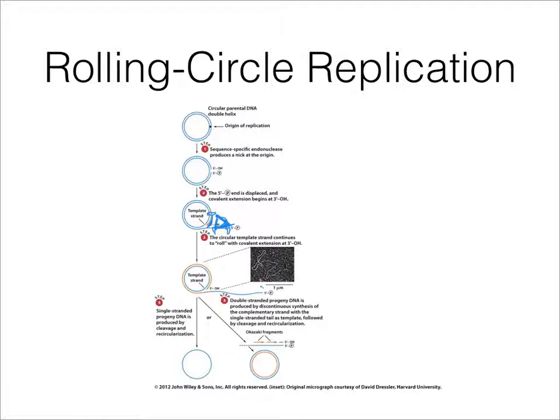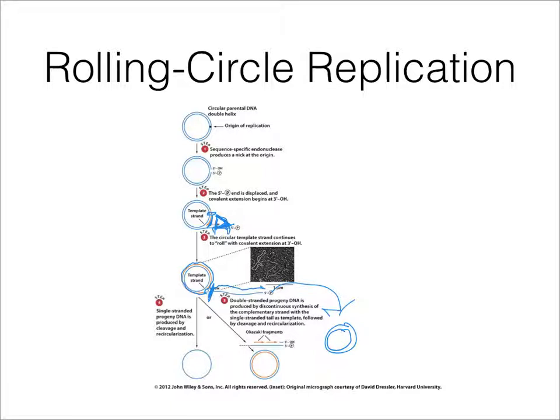strand that's emerging is going to be double-stranded, and the template strand, the one that wasn't cut, as it rolls around, it gets a totally new strand of DNA attached to it, and then you cut this and form it into a circle. There's actually two ways that this can be done.